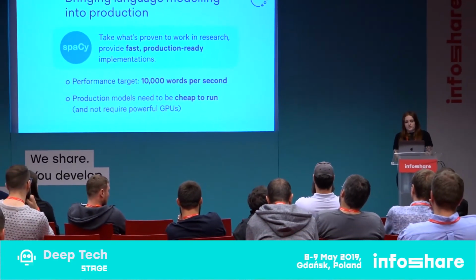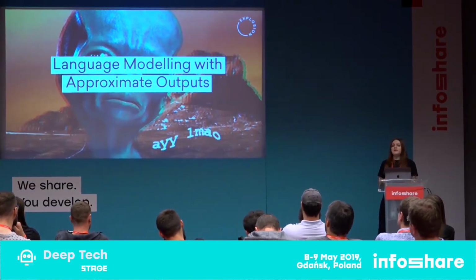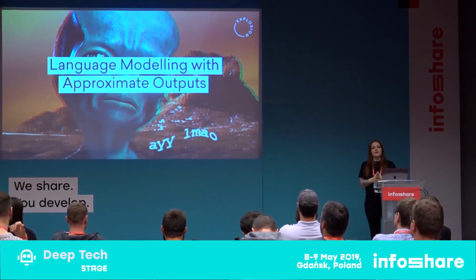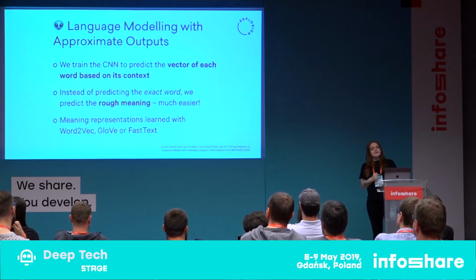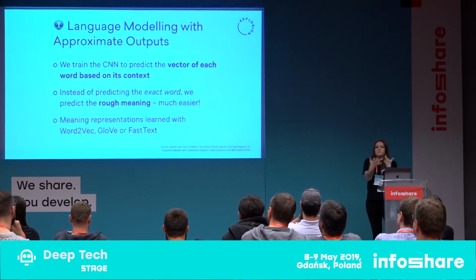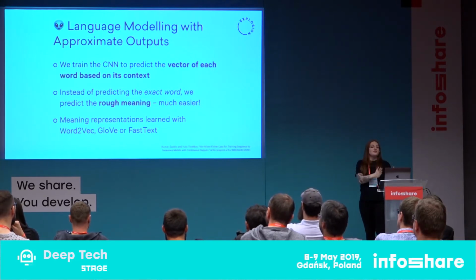That's not really feasible. So we basically ended up with our own implementation, which we're calling language modeling with approximate outputs, also LMAO for short. And the idea here is that instead of actually predicting the words, which is more expensive because we always have to keep track of the actual word text, we are training the CNN to predict the vector of the word given the context.